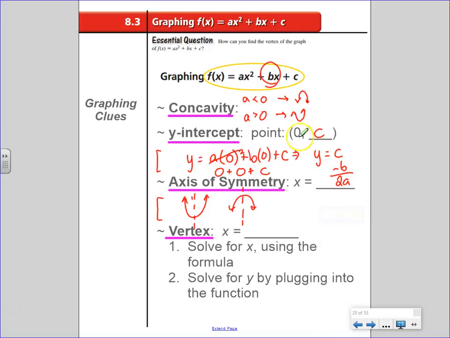So far we have the y-intercept being the point (0, c). We have the axis of symmetry being the vertical line where we would fold around, being negative b over 2a.